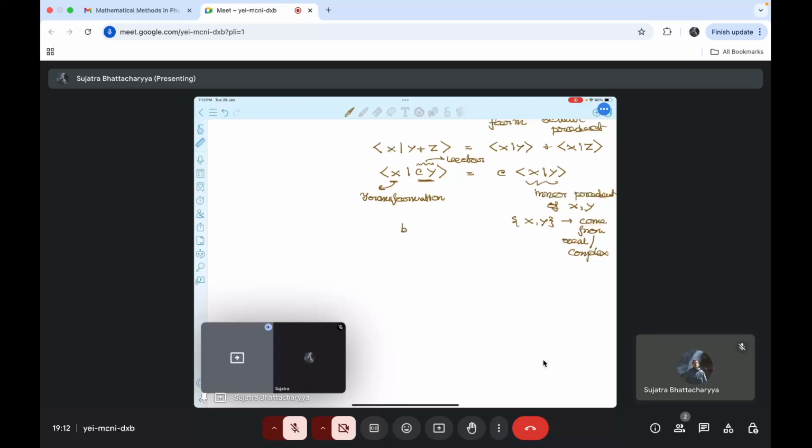But the problem is that if you have c times x of y, this is not equal to c times xy. Remember, because this c is multiplied with the x in the bra kind of notation, it is in the transformation. So what it actually is, is c star, the complex conjugate, x with y. This is the basic definition.